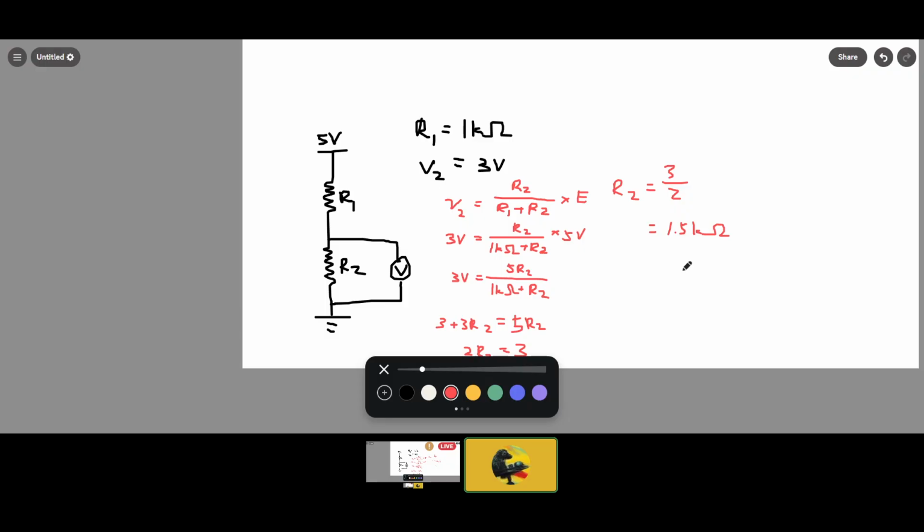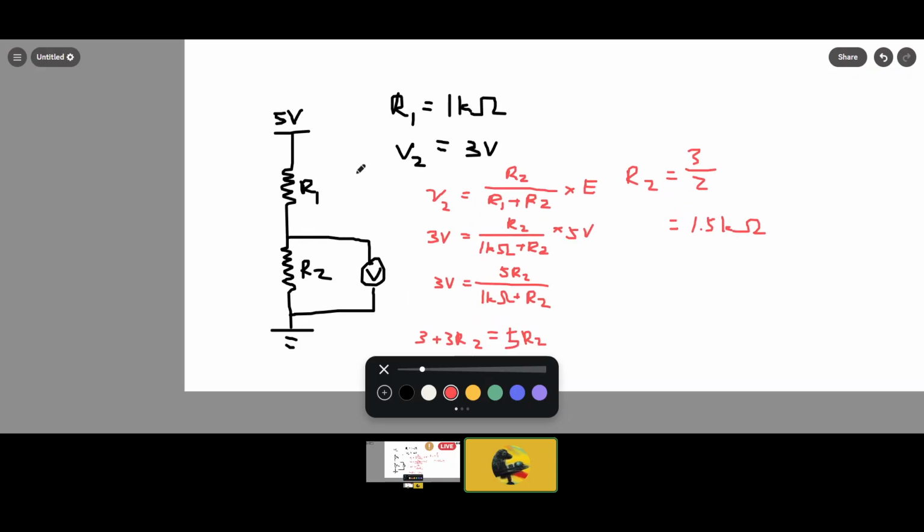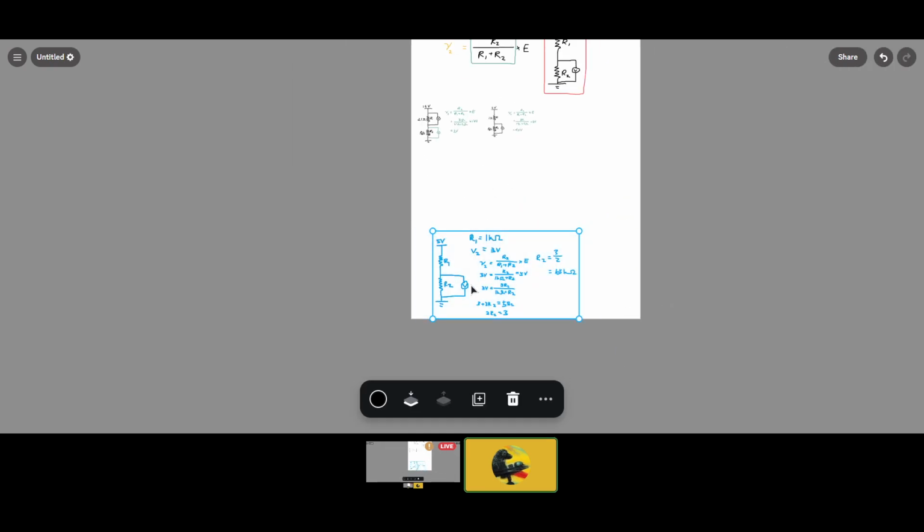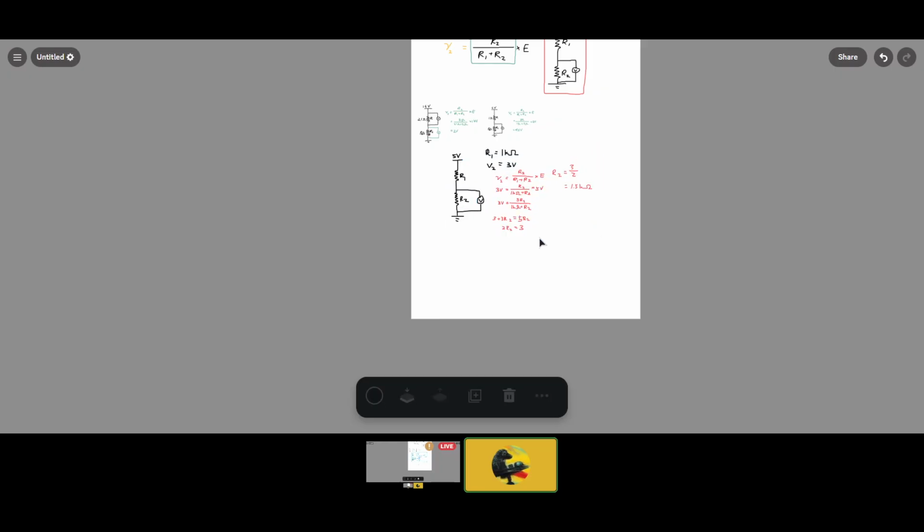So in this circuit, right, where the E is 5 volts, R1 is 1 kilo ohms, and we want the output or the voltage across R2 to be 3 volts, R2 needs to be 1.5 kilo ohms. So yeah, that is as far as I'm going to explain and describe voltage dividers to you guys. So thanks for watching.